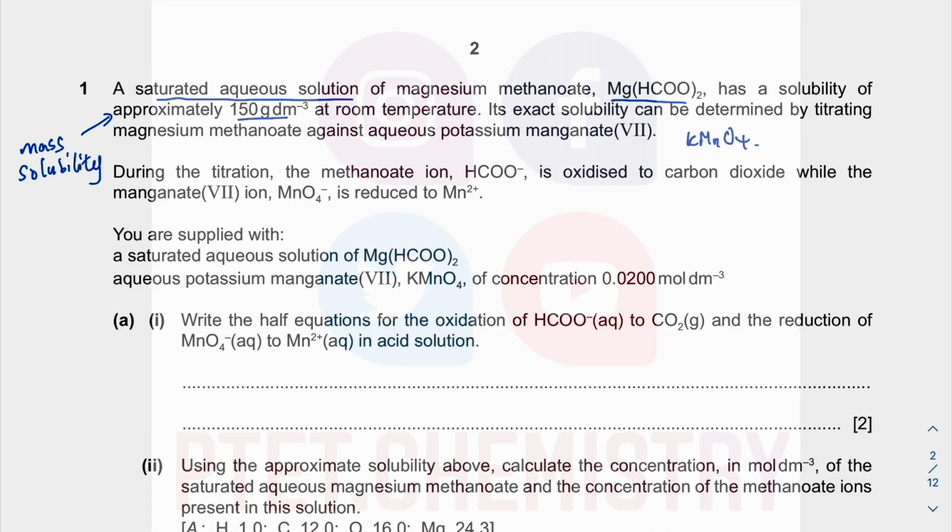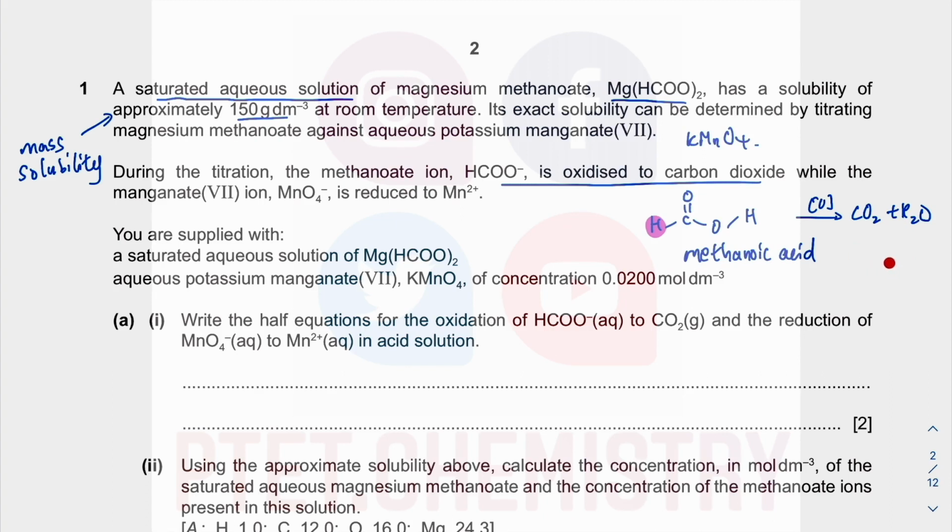During the titration, the metanoate ion is oxidized to carbon dioxide, and I just want to remind you that metanoic acid can also be oxidized to give you CO2 and H2O using acidified potassium manganate(VII). So metanoic acid, despite being a carboxylic acid, can be oxidized because of the presence of the hydrogen on the carbon of the acid. This makes it able to be oxidized further to just give you carbon dioxide and water.